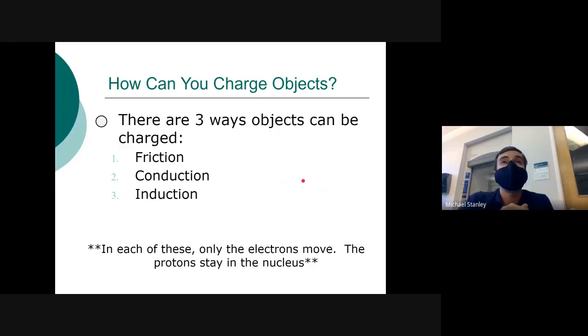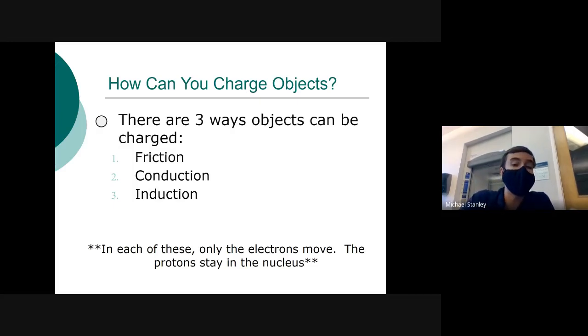So we've talked about how objects become charged, right? We talked about you have to move the electrons around to either have there be too many electrons or too many protons to give you the negative charge or the positive charge. But how do you make this movement happen? How is it that you can get these electrons to move from one material to another?